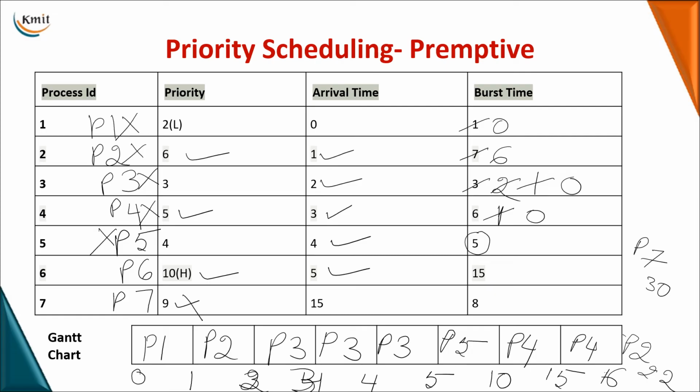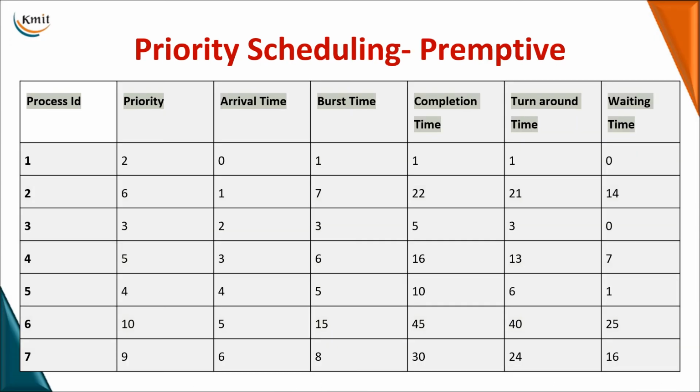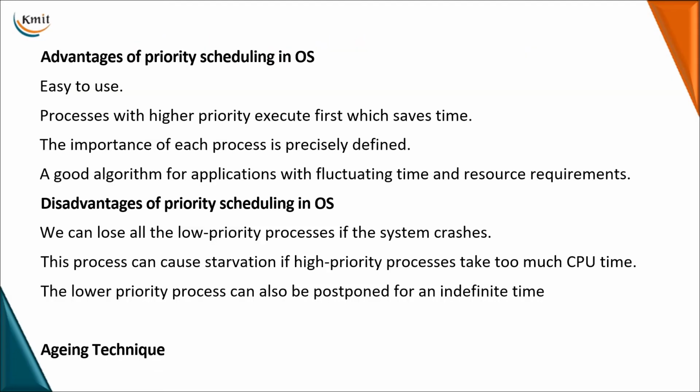And the last priority process is nothing but your P6. For P6, just cross-check the burst time, which is 15. 15 plus 30 would be 45. So these are the completion times of your processes. Accordingly, we'll update the completion time, and you know how to calculate the turnaround time, the waiting time, and the average waiting time and turnaround time of each and every process.